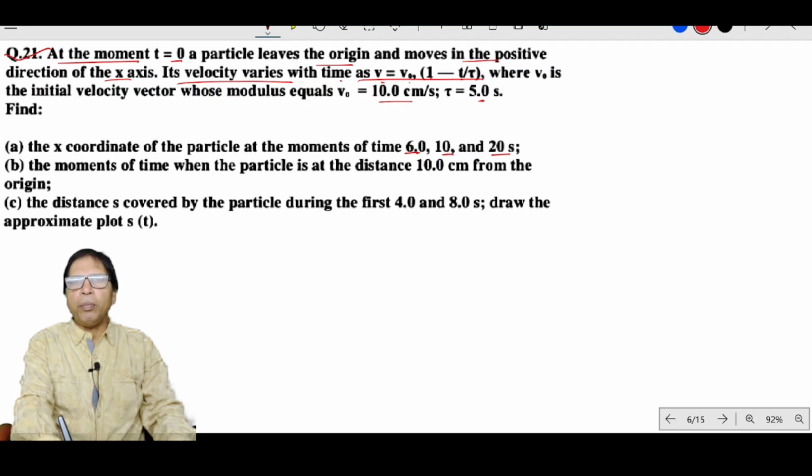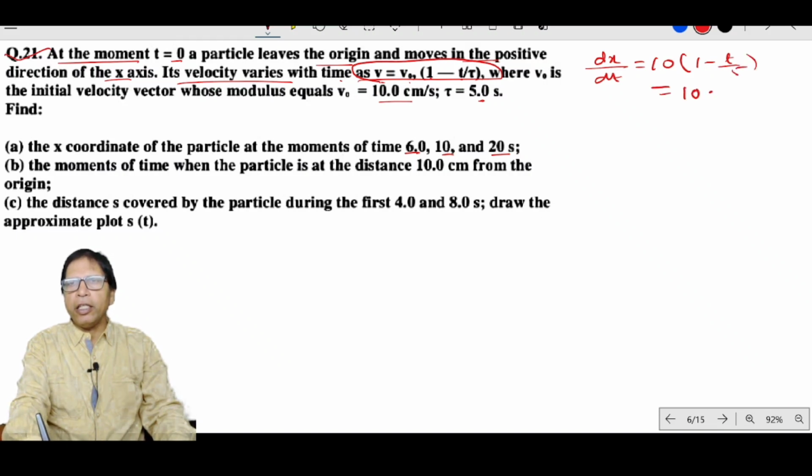Now look at this here, v equal to v naught into (1 minus t by tau). Now v equal to dx by dt. So dx by dt equals v naught, which is 10 centimeter per second, into (1 minus t by tau), where tau is 5. So dx by dt is 10 minus 2t. So dx equals (10 minus 2t) into dt.